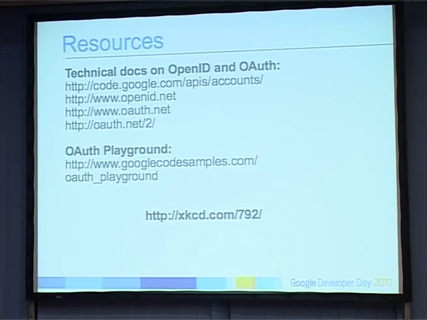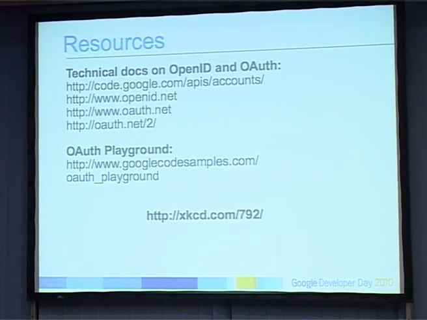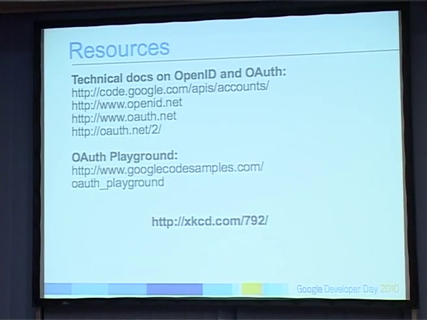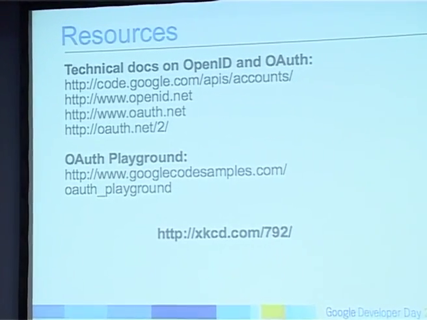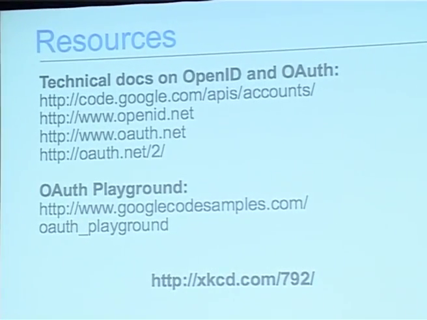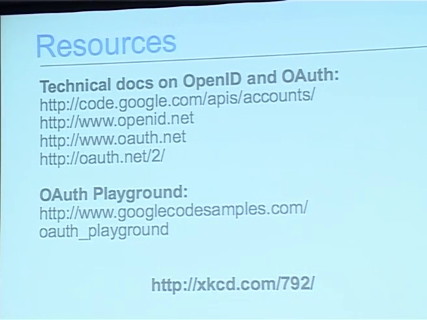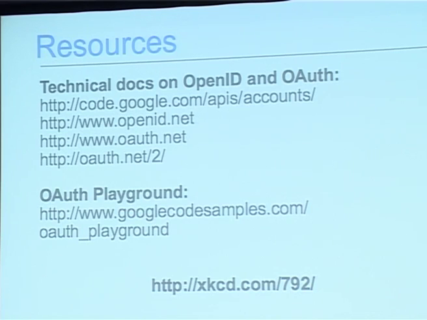A couple of resources. If you just want to learn about OpenID and OAuth, you can actually just read the specs. We also have some additional information on code.google.com. If you want to play around with three-legged OAuth, there's a really nice utility called the OAuth Playground that lets you jump through all those different stages of the three-legged OAuth dance just in JavaScript. And you can see what the actual raw requests and responses are at each stage in that process. It's a really handy tool. And the XKCD comic I mentioned earlier is up there, 792. It's pretty funny, so definitely check it out if you haven't seen it before.